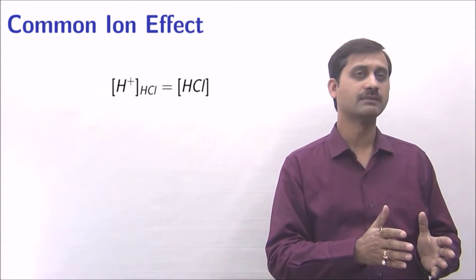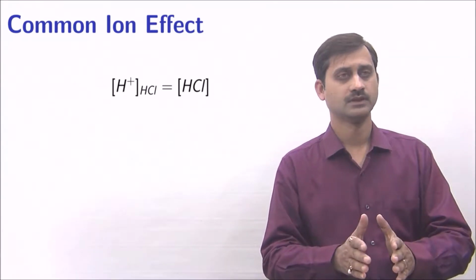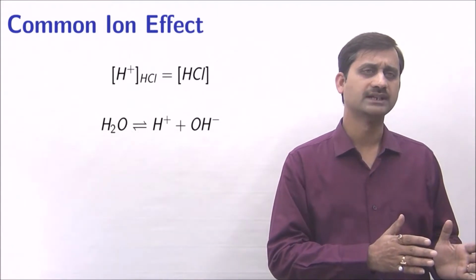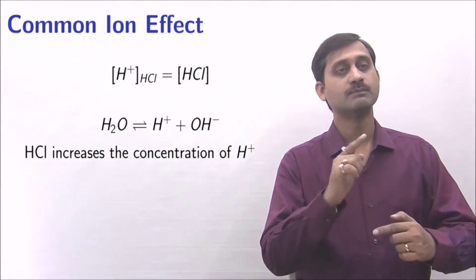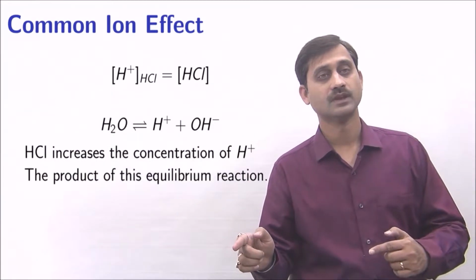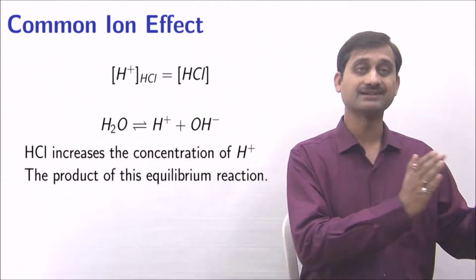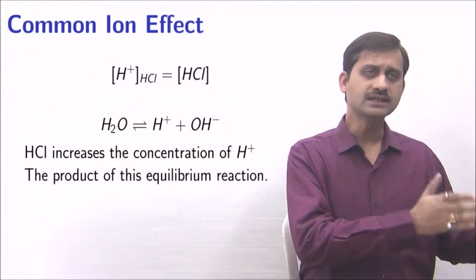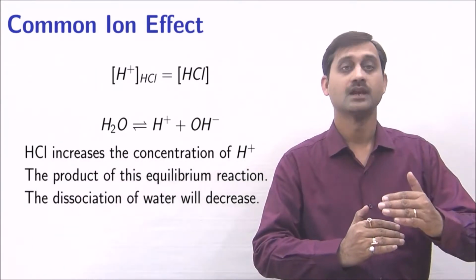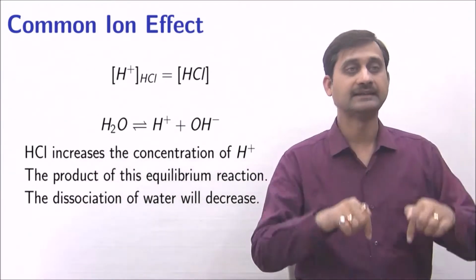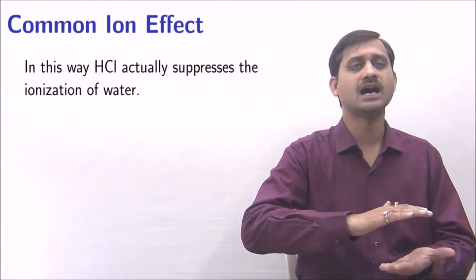The concentration of hydronium ion H plus from HCl is equal to the concentration of HCl added. Now if you look at the autoionization of water, it is very clear that HCl increases the concentration of H plus, which is the product of this equilibrium reaction. Increase in concentration of product will shift the reaction towards the reactant, that is backward. In this case, it would mean that water would ionize less. The dissociation of water will decrease. In this way, HCl actually suppresses the ionization of water.